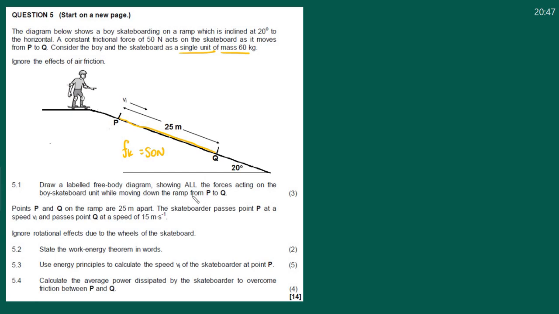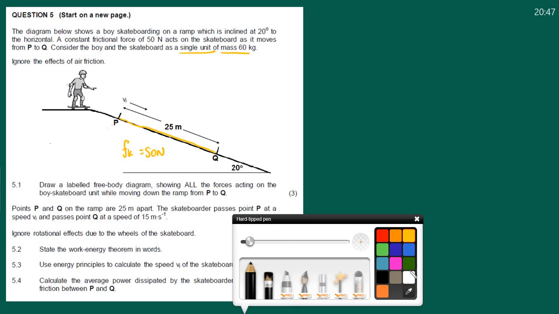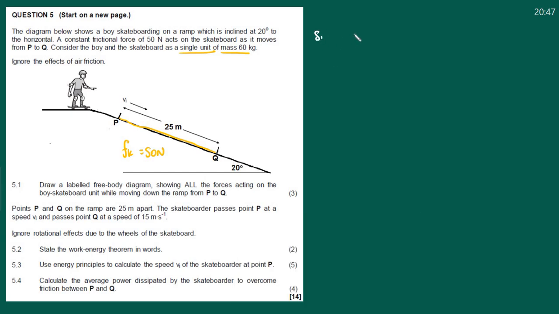Question 5.1 says we need to work on P to Q, right? The free body diagram. So what we can say, here's the boy. We know that there will be Fg acting on him. We also know that there will be a normal force, right? But then there should also be a frictional force here as he's moving down. I think he's sliding down. Yes, he's sliding down. So these are the forces there. Then you get your 3 marks.